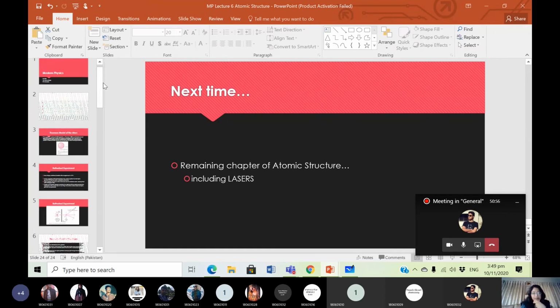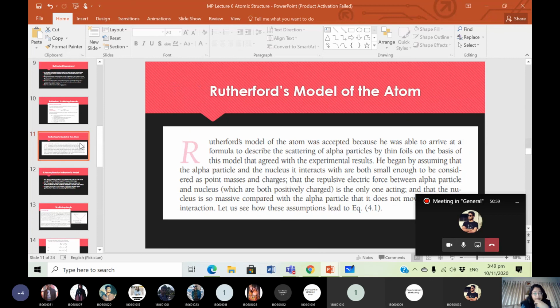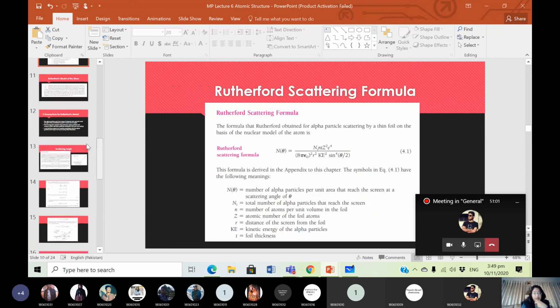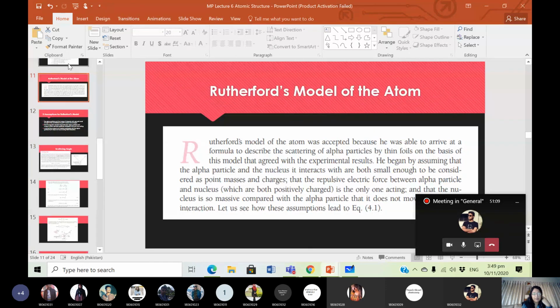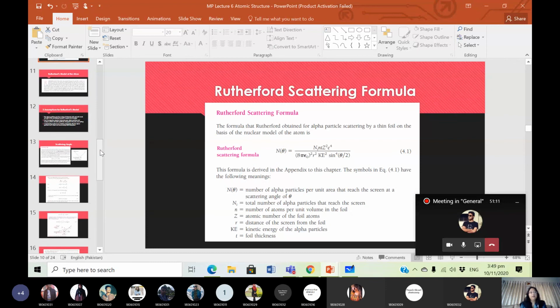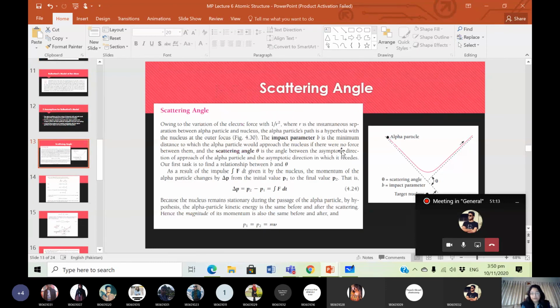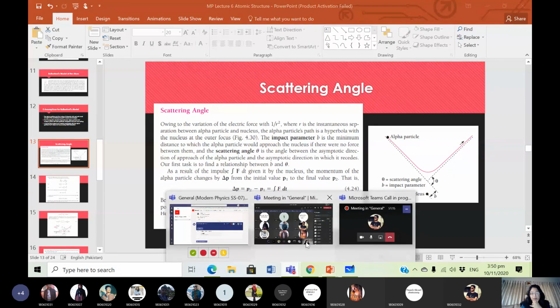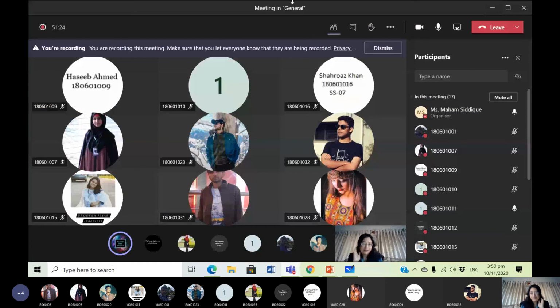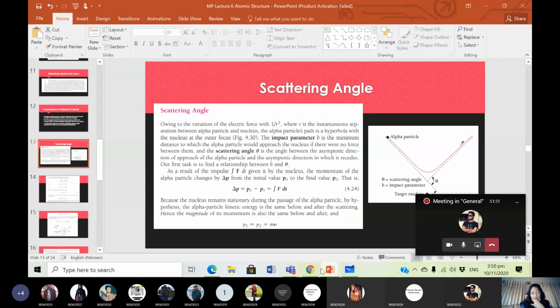Are there any other questions? So tomorrow we will continue with the derivation of the Rutherford scattering formula. It's 3:50, we finished exactly on time today. Are there any questions? If you don't have any more questions, then we'll continue tomorrow.